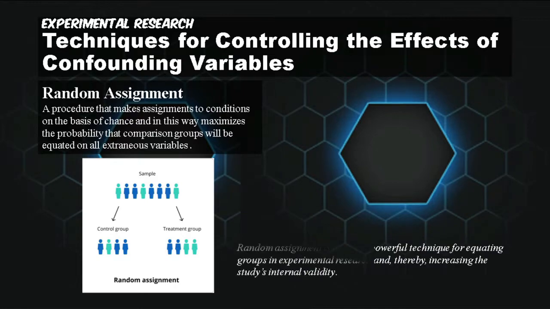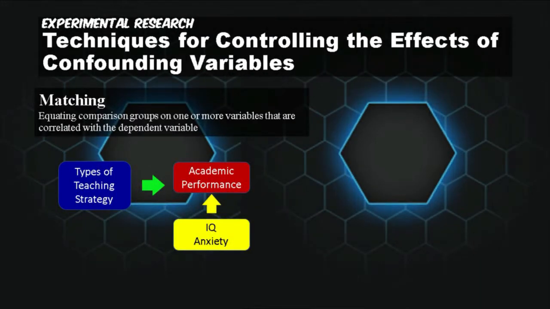Actually, the first one is what we mentioned a while back, random assignment. This is in fact the most powerful technique for equating groups, so that the groups are not non-equivalent but equivalent. Random assignment is done by randomly assigning your sample to each of your comparison groups. Another technique is called matching.